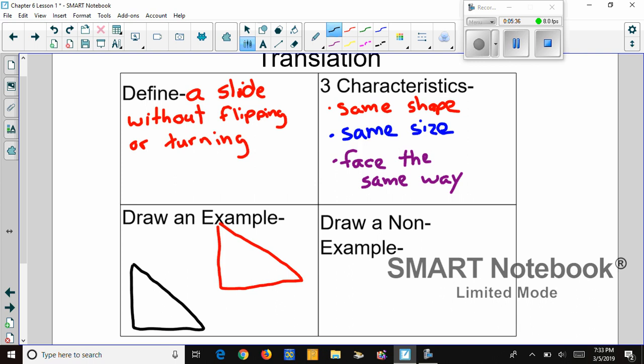A non-example of a translation would be if I take this triangle and now flip it over. So I turned it. This could also be looked at as I flipped it over a line. There is a translation that happens with moving it to the side, but it is not just a translation. There's more than one thing happening. This diagram is going to help us when we need to remember what exactly a translation is and how to recognize it.